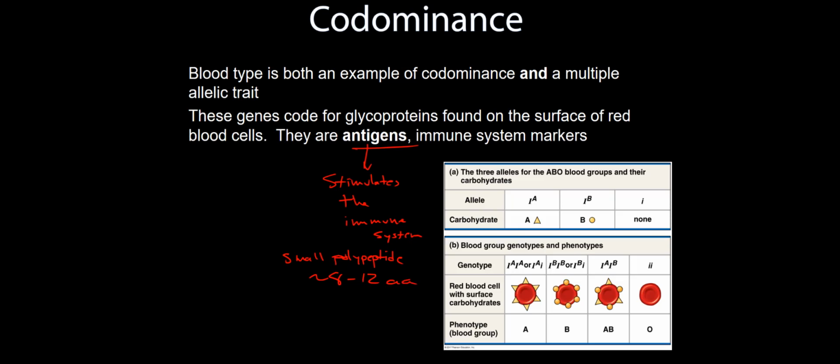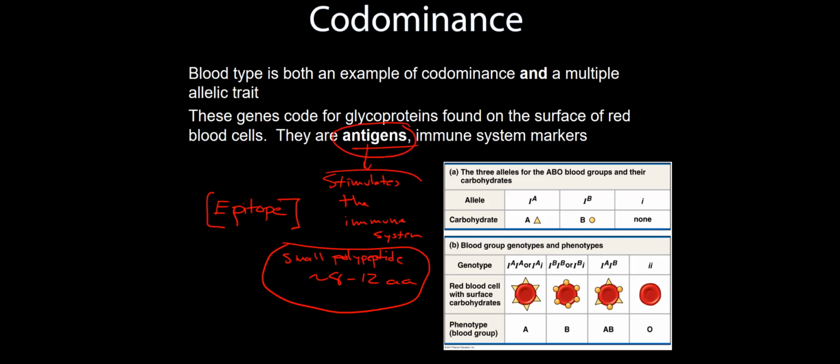Or rather, you know what? I just defined something called an epitope. I'm sorry, I'm getting into the weeds here, but just to clarify, an epitope is a small polypeptide. Antigens are just anything that stimulates the immune system. But when you dig into the antigen, you always find something that is an epitope.